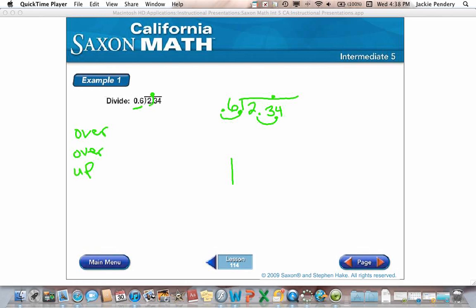So my new problem, I'm just doing this to make this neater, you don't actually need to do this, is 23.4 divided by 6. And the reason that I'm doing this is because I'm basically multiplying both of my numbers by 10, or a fraction equivalent to 10, in order to move this up. So now I can go ahead and divide.